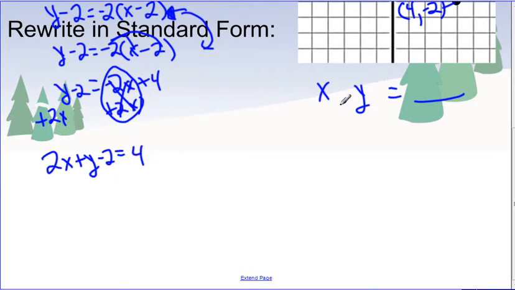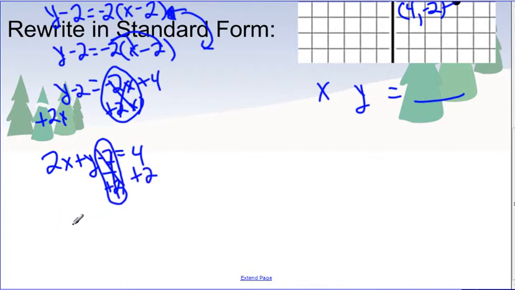Okay, so we have x's and y's on this side. We want everything else over here, which means this guy has got to go. So the way we get rid of a negative 2 is we add 2. Add 2. These cancel. So write it all out.